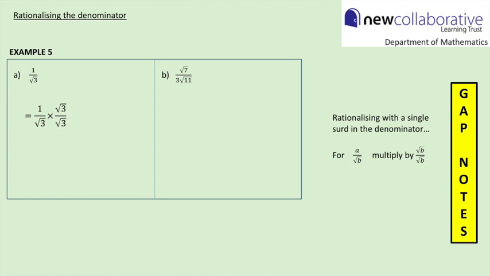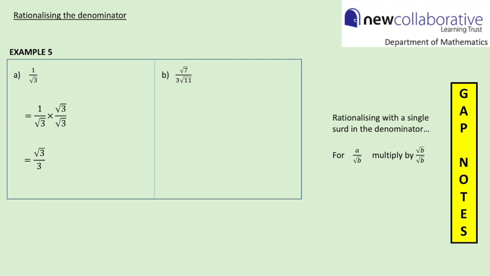Now if we do this, the numerator becomes 1 times root 3, which is root 3, and the denominator becomes root 3 times root 3, which is root 9. And root 9 can be simplified to 3, which is not a surd. And so we've achieved our aim, which is to ensure that the expression is written in such a way that the denominator does not involve a surd. We have rationalised the denominator.